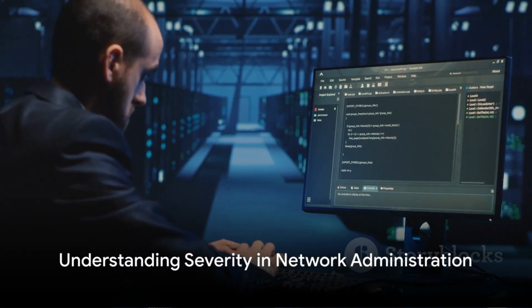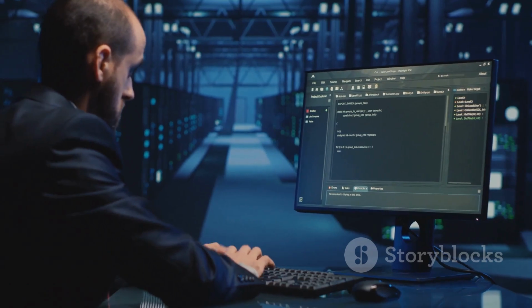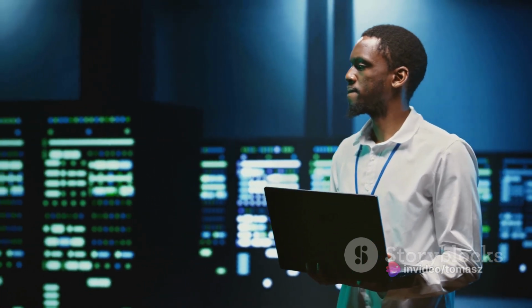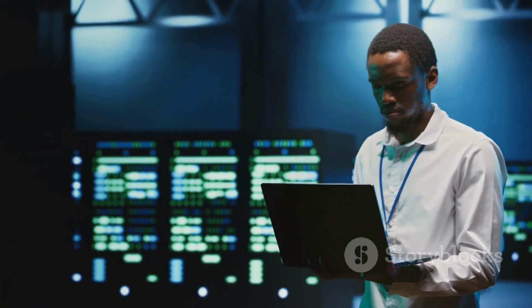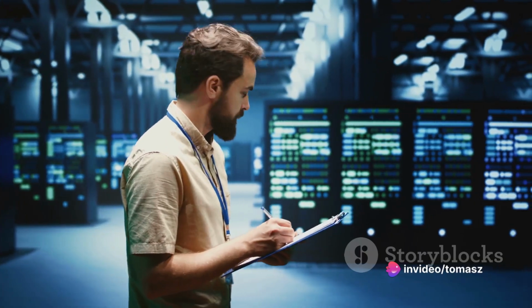Now, one of the key concepts in network administration is severity. But what does it really mean? Well, in the context of network administration, severity refers to the impact an issue or problem has on the network and its operations. It's not just about identifying a problem, but also understanding how much it affects the smooth functioning of the network. Let's break it down.